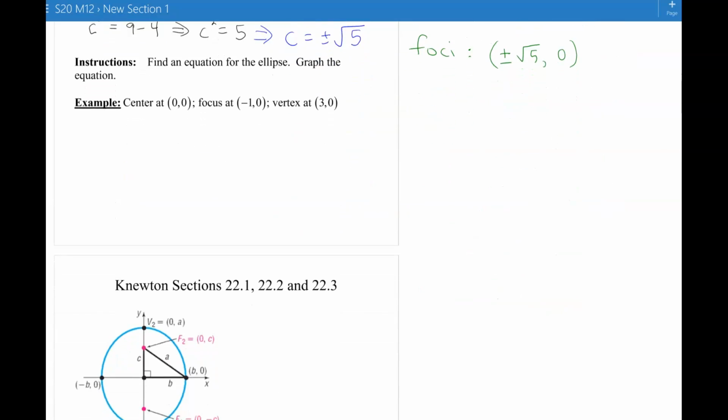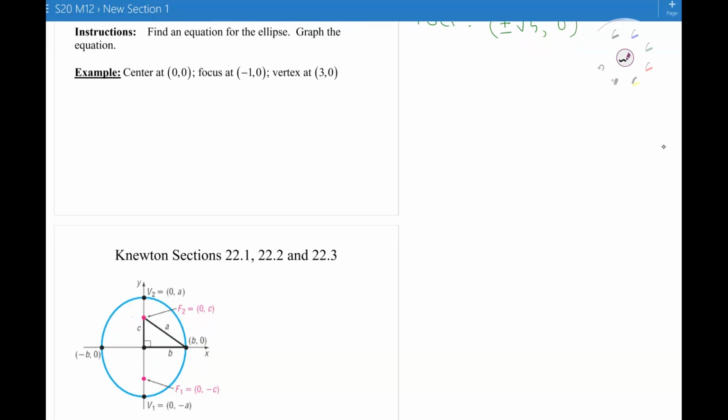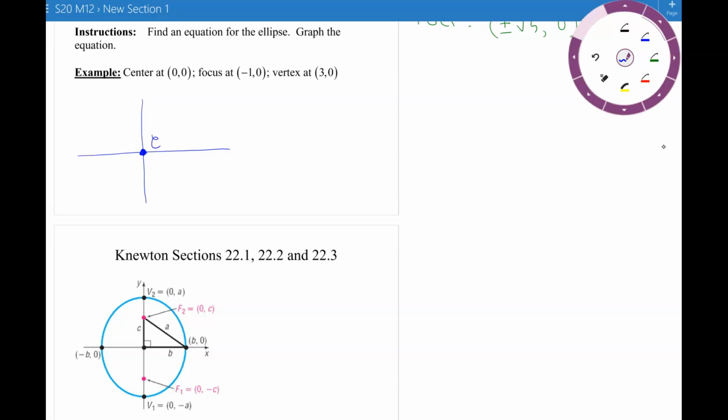Okay, now let's look at a question that's kind of a puzzle of, let's see if we can put all this information together. And I'm a big fan of drawing pictures. So I'm going to put the center at (0, 0). And then I'm being told that there's a focus at (-1, 0). So I know there's another focus in the symmetric spot. There's mirror image everywhere in the ellipse. So then I know that there is a vertex at (3, 0).